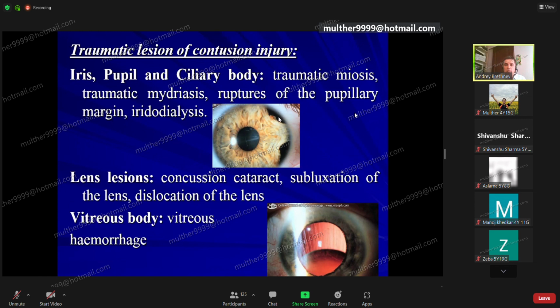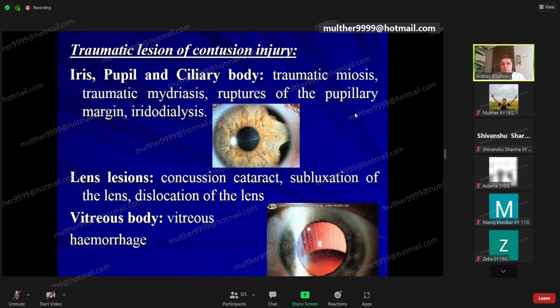It looks like additional pupils somewhere on the periphery of the iris. So very severe complication, which will be associated with decreased visual functions, but more severe complication is secondary glaucoma, post-traumatic glaucoma, due to such changes. Treatment of traumatic iridodialysis or pupillary margin ruptures is usually surgical.